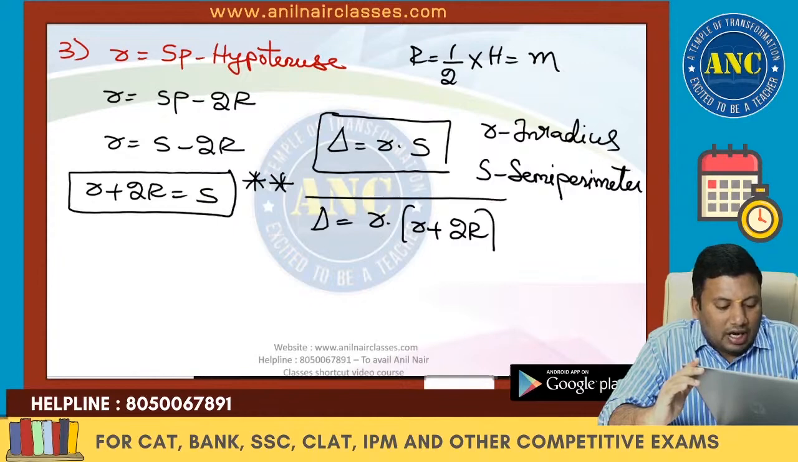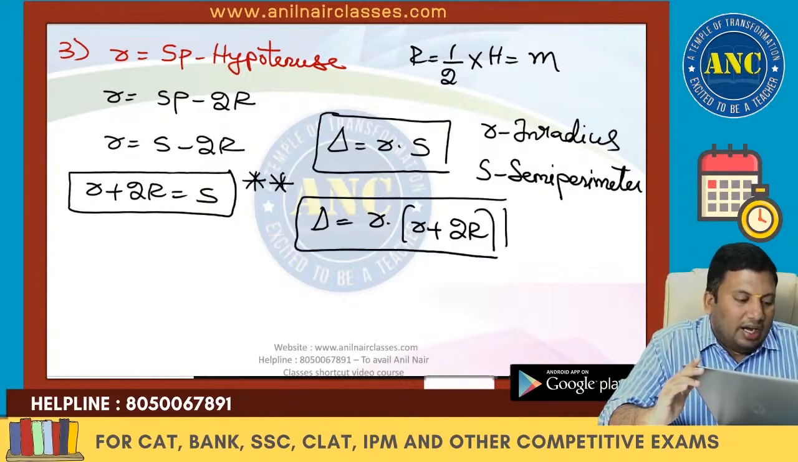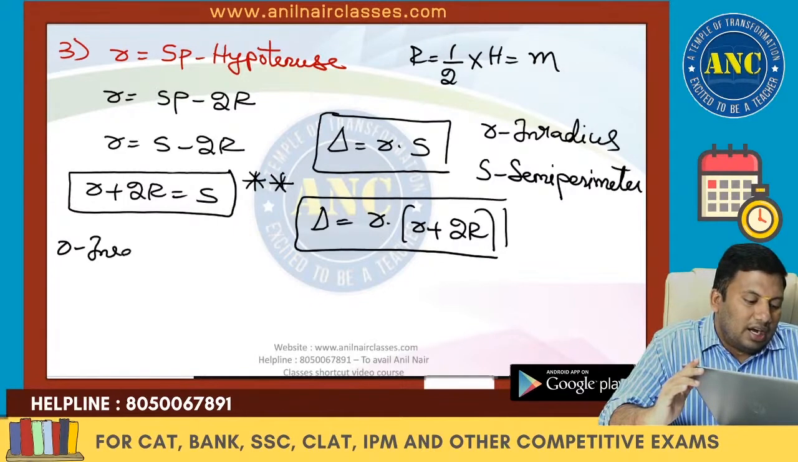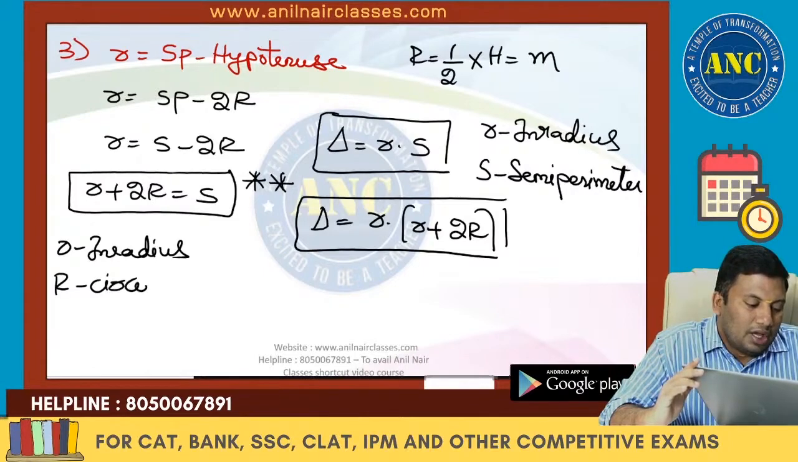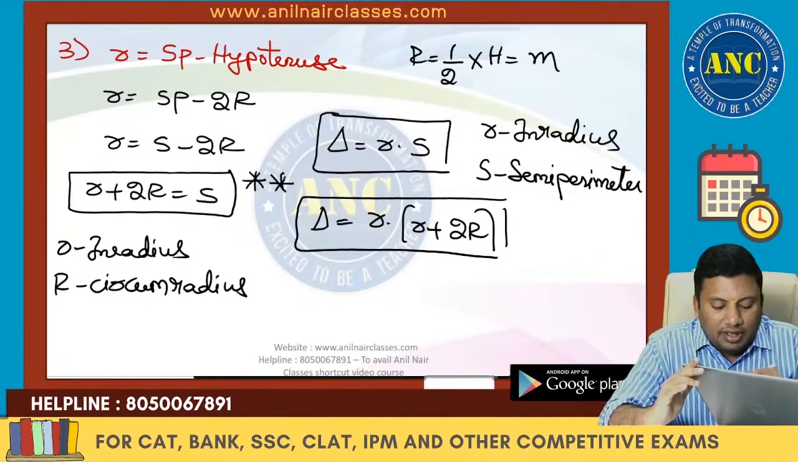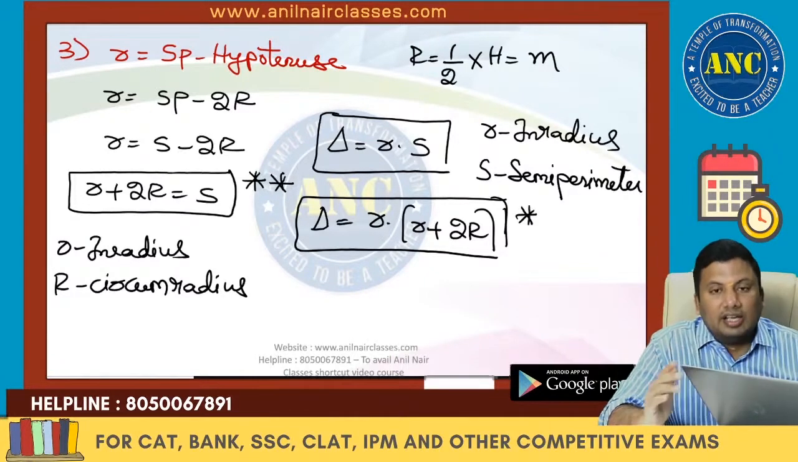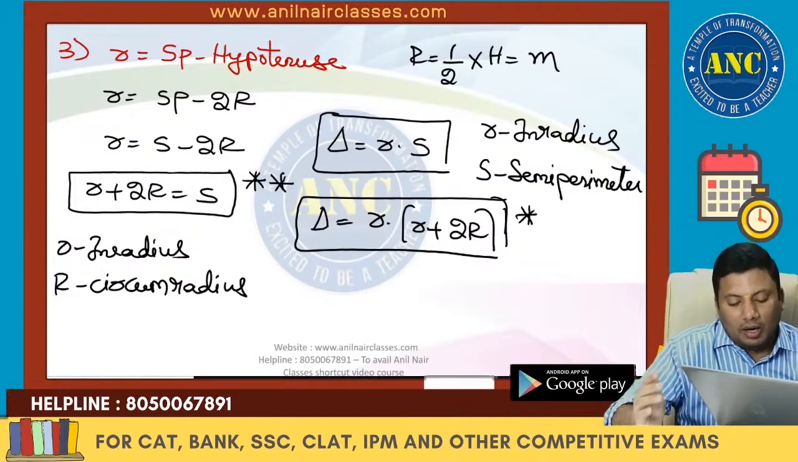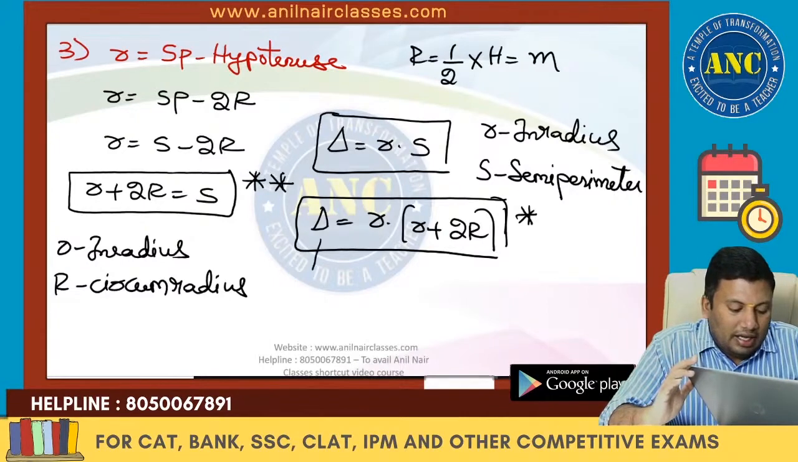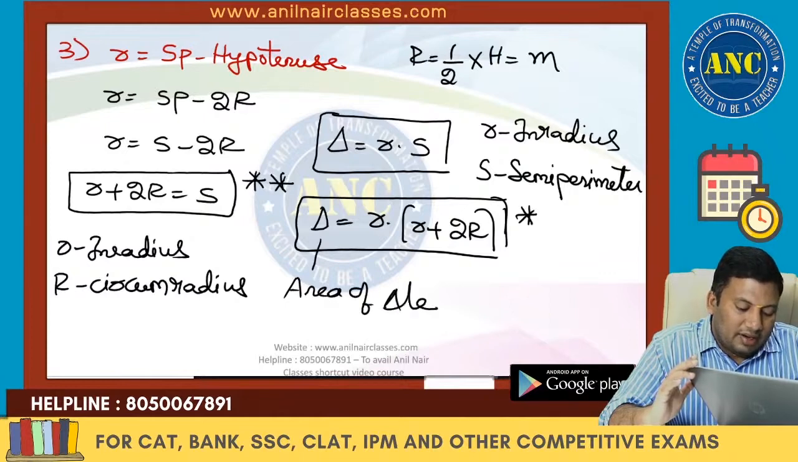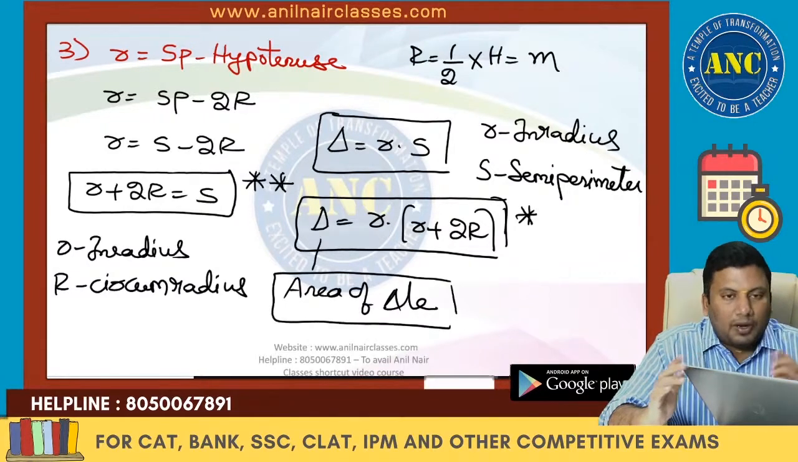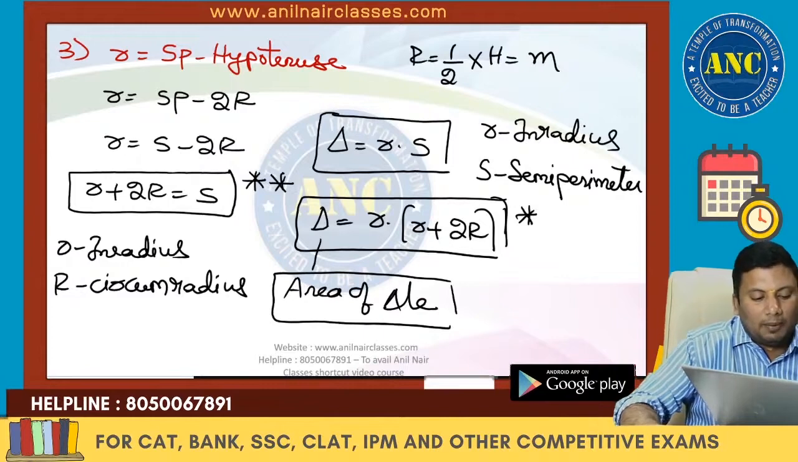Extremely important concept, sir. If the inradius and circumradius are given, then the area of a triangle is given by r into (r + 2R). When inradius and circumradius are given, the area of a triangle is r into (r + 2R).